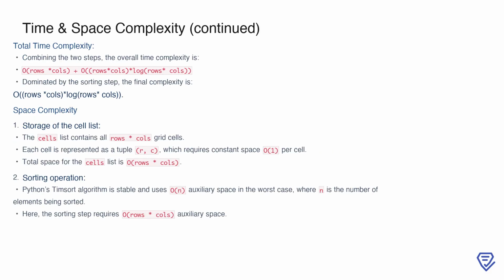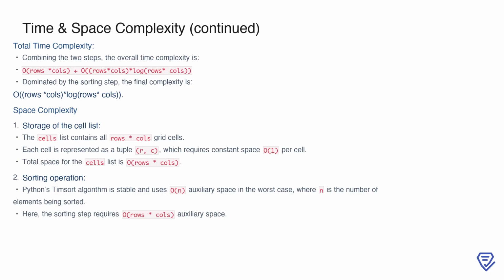When we combine these steps, the overall time complexity becomes the sum of the two: O(rows * cols) for generating the grid and O(rows * cols * log(rows * cols)) for sorting. Since the sorting step dominates, the final time complexity of the solution is O(rows * cols * log(rows * cols)).